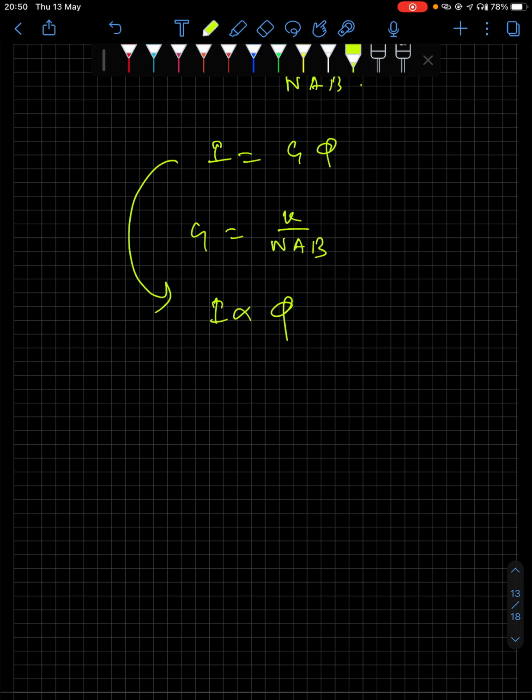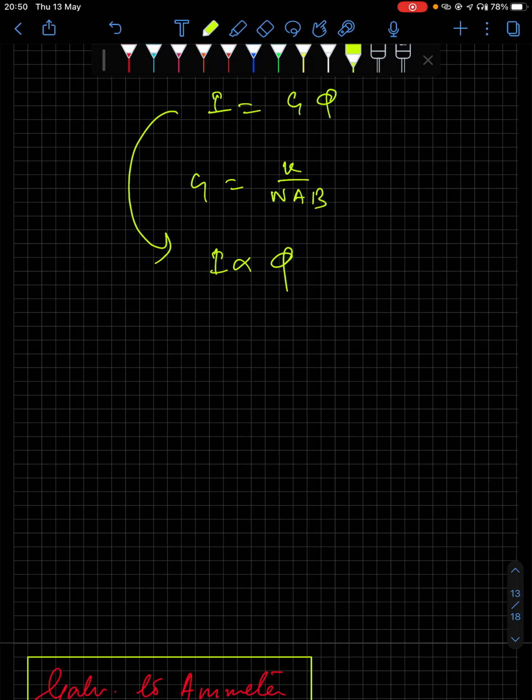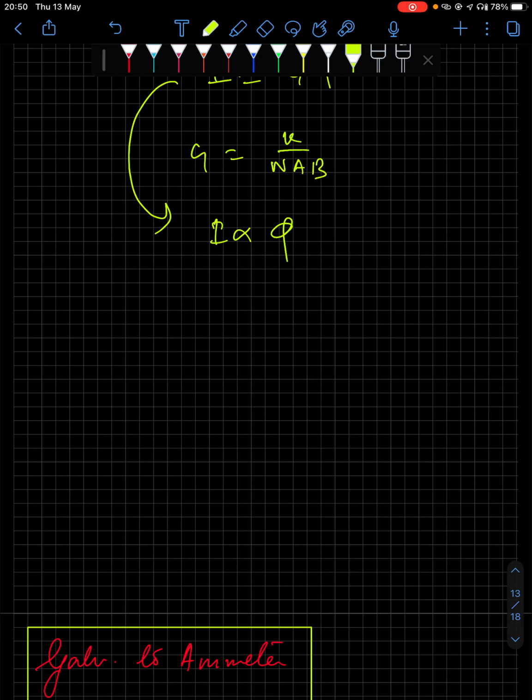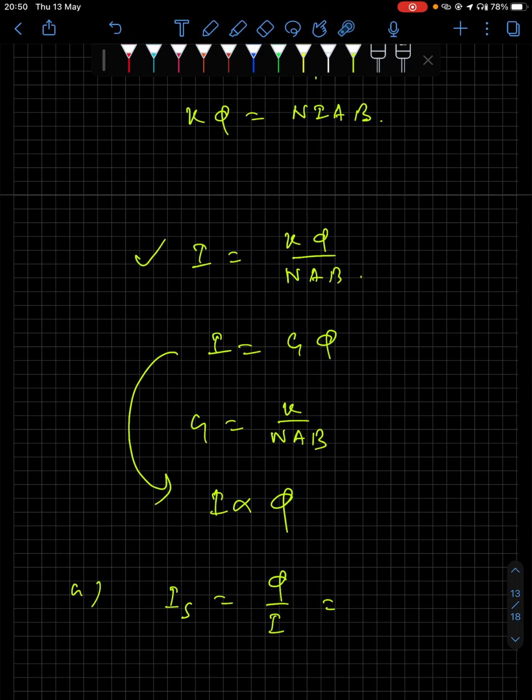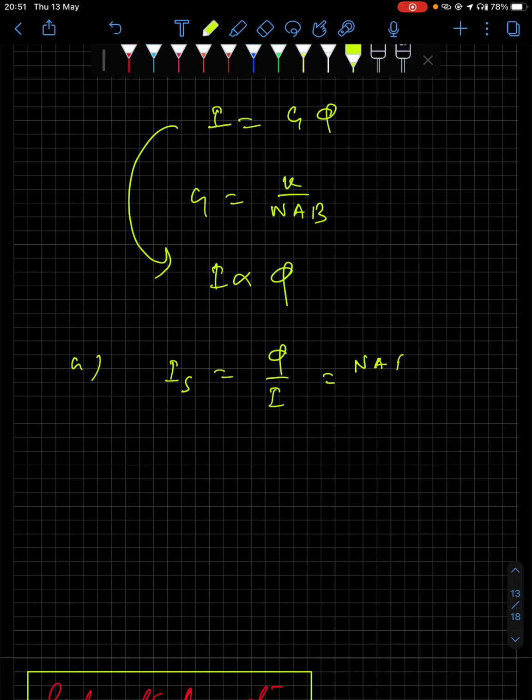Now we have the sensitivity of a galvanometer. When a galvanometer deflects for a certain value of current, we call that current sensitivity, and for a certain potential difference, we call that voltage sensitivity. So current sensitivity, we denote with Is. So Is is phi by I. This is the deflection produced per unit value of current in the galvanometer. From the above relation, phi by I comes out to be NAB by K. So the current sensitivity relation is NAB by K.